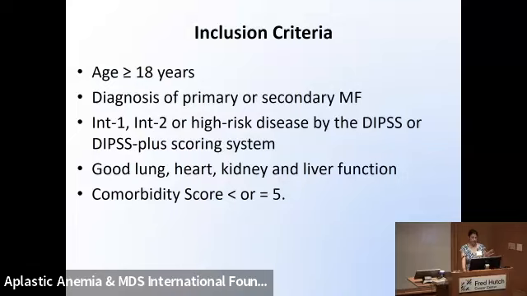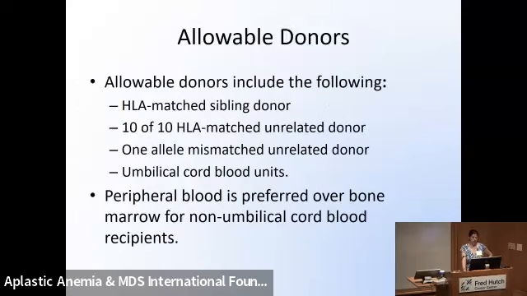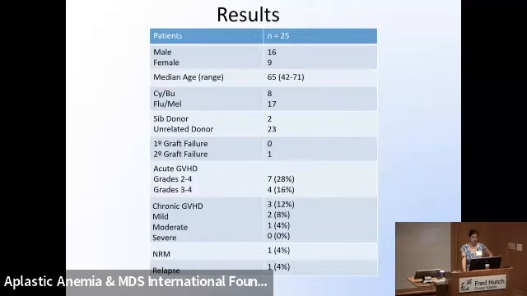Anyone over 18 with a diagnosis of primary or secondary myelofibrosis can enroll, and they have to have only intermediate 1, 2, or high risk disease and good lung, heart, kidney, and liver function, and a low comorbidity score. We allow these donors. And so far, these are our results on this study.